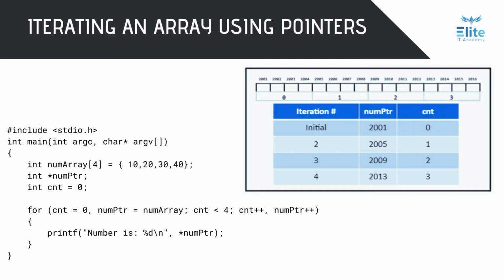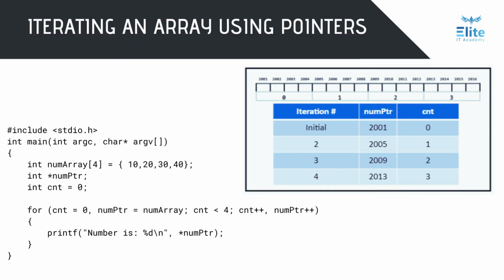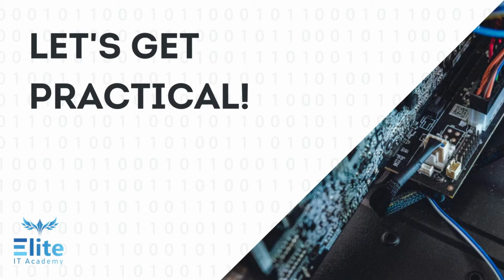You will see this in action in our example here. As you can see, the pointer num pointer is initialized to point to the first element of the array num array in the for loop. The body of the loop prints the value pointed to by num pointer and then increments num pointer. As can be seen in the table to the right, the pointer value is incremented to point to the next element of the array. So the for loop displays the value of each element of the array. Let's debug it and see how it works.